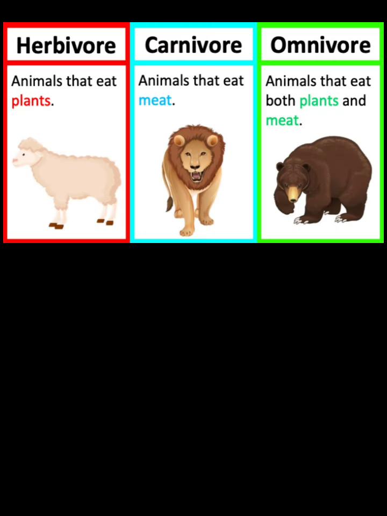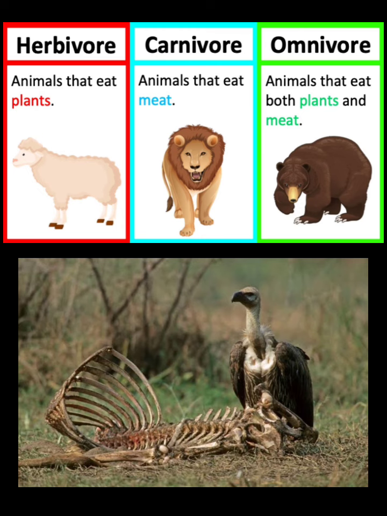Next topic is feeding habits in animals. As we know, animals eat different kinds of food. So according to their food habits, animals are categorized as herbivores, carnivores, omnivores and scavengers. What are herbivores? The animals that eat only plants. For example, cow, goat. Next is carnivores. What are carnivores? The animals that feed on flesh of other animals like lion, tiger.